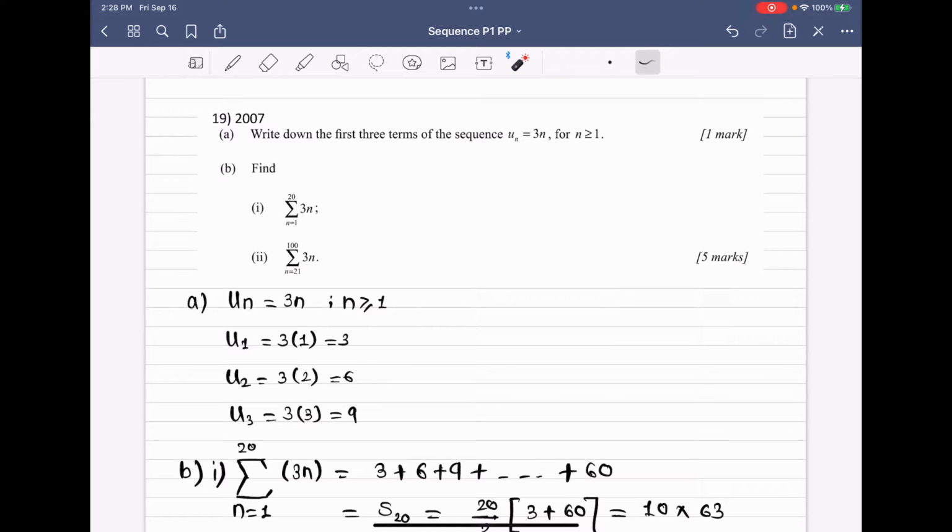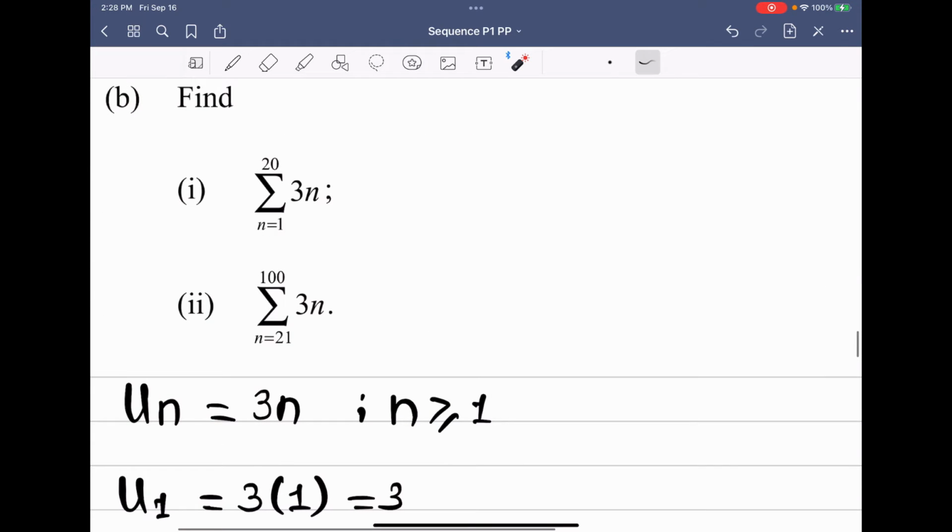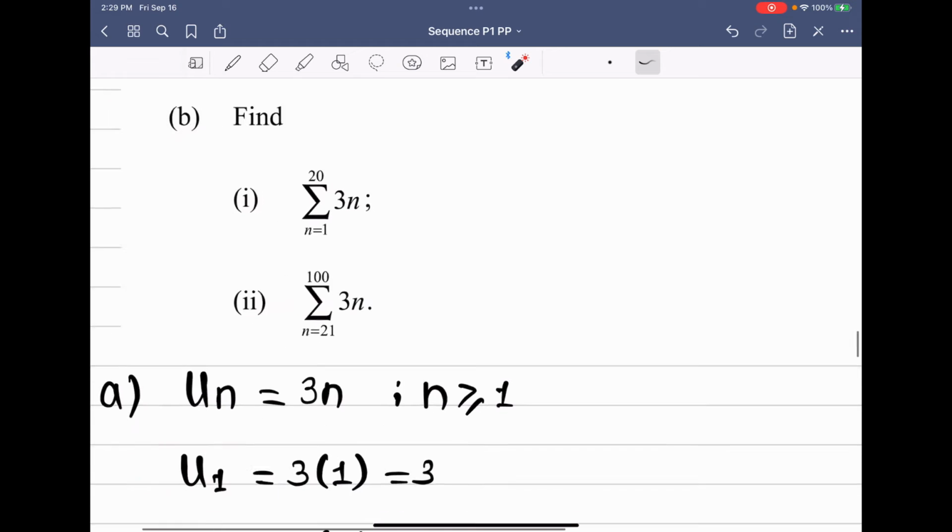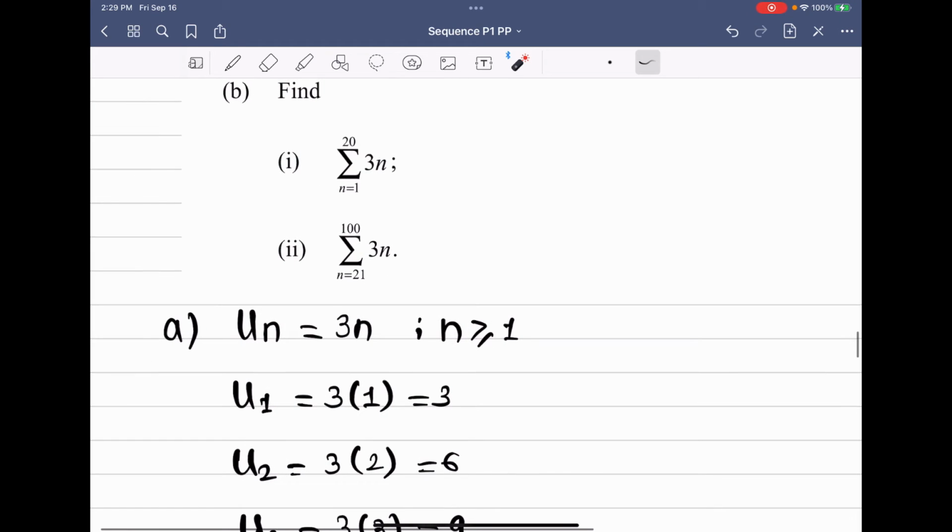Now sigma notation. How do you read this one? Find summation of, this is the symbol of summation or sigma notation, summation of 3n from n is equal to 1 to n is equal to 20. So when I say n is equal to 1 to n is equal to 20, I cannot take only these two terms, but I have to take 1 to 20 inclusive, all in between. So 1, 2, 3, 4 up to 20, no decimals. I want to find out the sum.